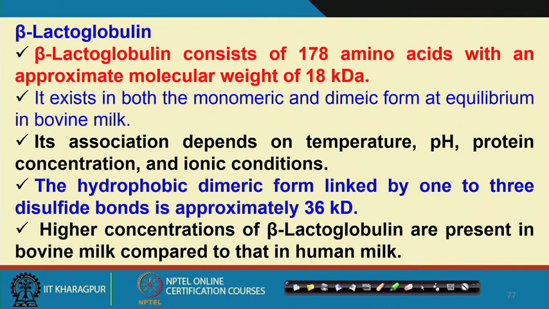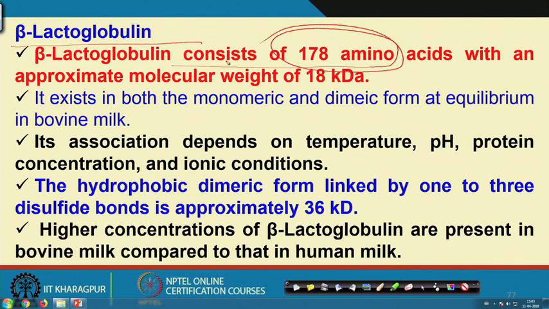Then beta globulin, right. So, beta globulin is beta lactalbumin, and this beta lactalbumin is composed of around 178 amino acids with an approximate molecular weight of 18 kilodalton, right. It was 14 kilodalton for the alpha, so it is 18 kilodalton here, that is the approximate, and there it was around 142 amino acids, here it is 178 amino acids, right. So, that is why maybe the molecular mass is also different.